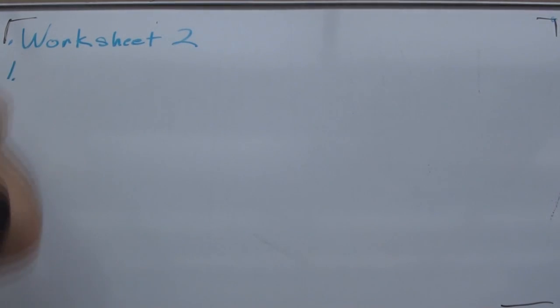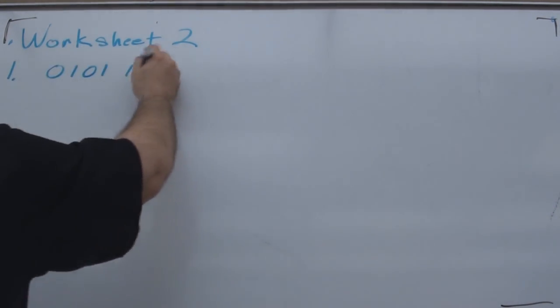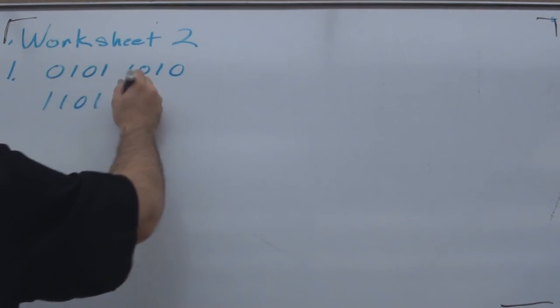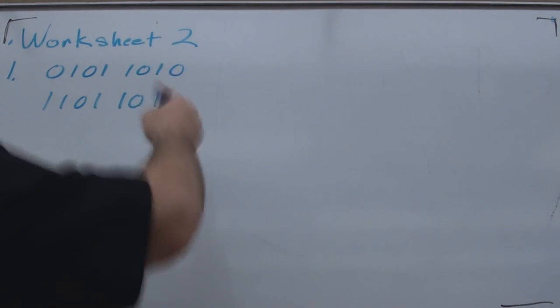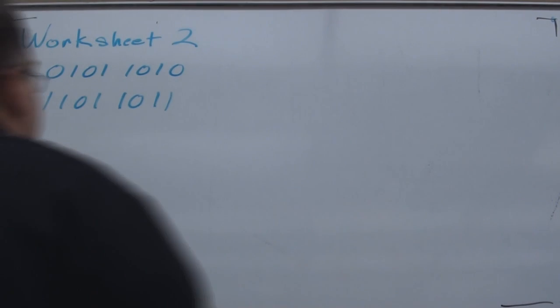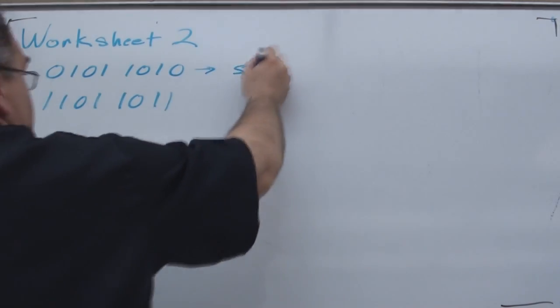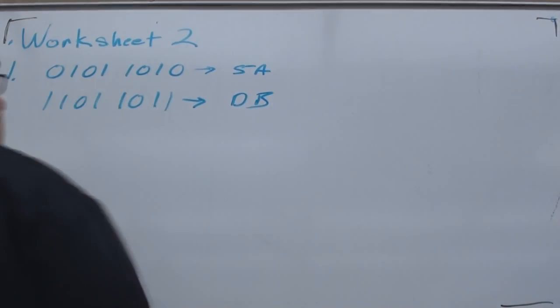Worksheet 2, number 1. Convert the following numbers to hex. Again, to convert these numbers, you either need to build this chart or have it memorized. If you have it memorized, then you know the answer is 5A here, and you know the answer here is D, and this is B in hexadecimal, base 16. But if you don't have it memorized, you need to build the chart.